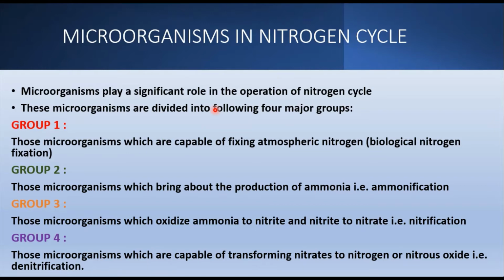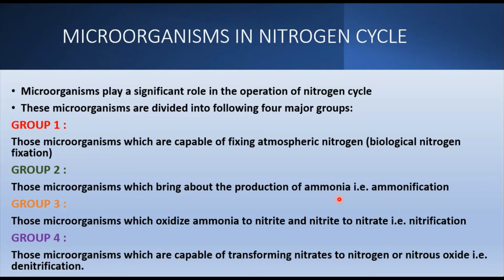Mainly there are four major groups of microorganisms which play a crucial role in nitrogen cycling. We classify them into four different groups. Group 1 contains those microorganisms which are capable of fixing atmospheric nitrogen, that is, biological nitrogen fixation occurs, for example combining free nitrogen with other elements or compounds. Next, group 2: those microorganisms bring about the production of ammonia.